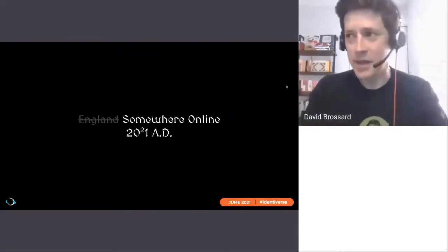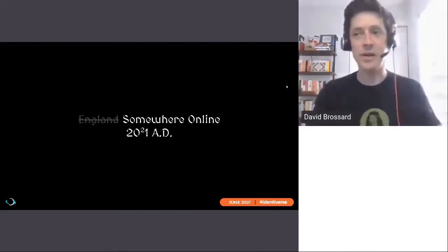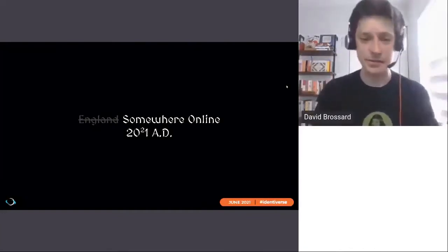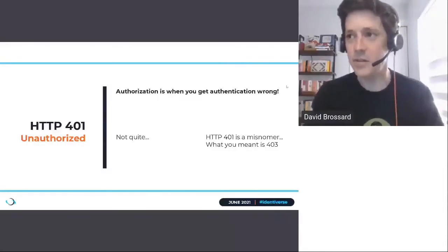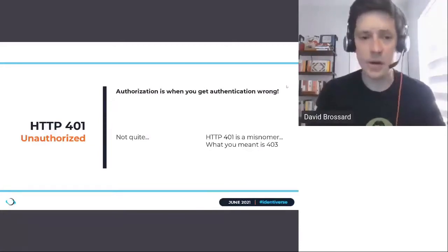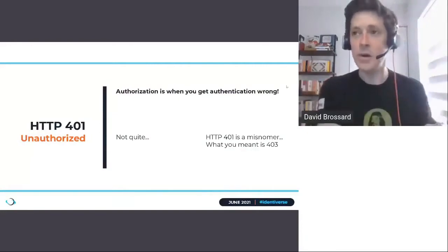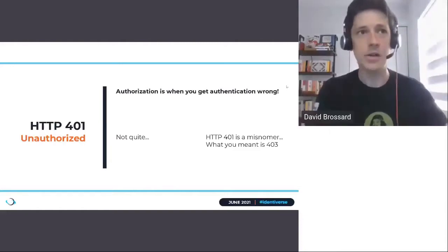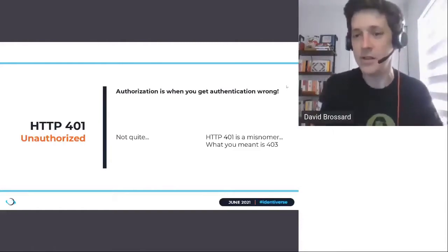And the topic at hand today is, I'm sure, the most fascinating topic you could ever pick at a conference. It's authorization. So authorization, you're probably going to tell me, is when you get authentication wrong, right? After all, when you type in your username and your password on a website, what happens? You get HTTP 401, and what is that called? It's called unauthorized. Therefore, authorization is the opposite of authentication.